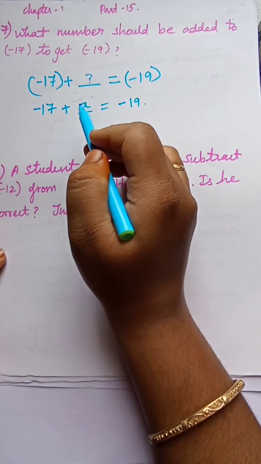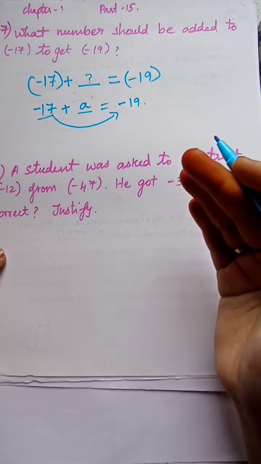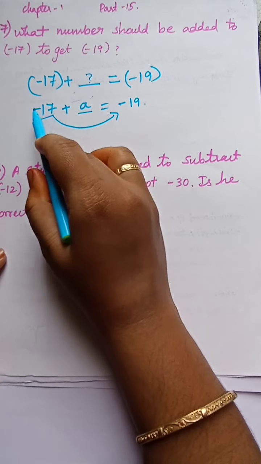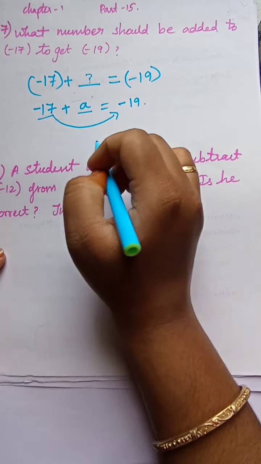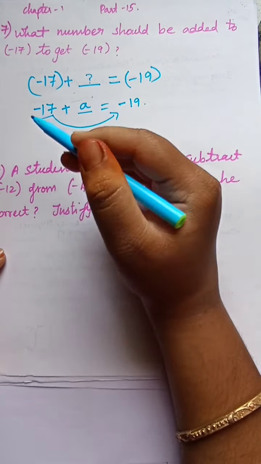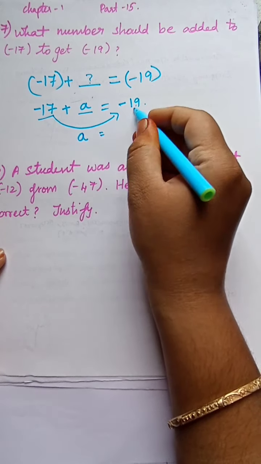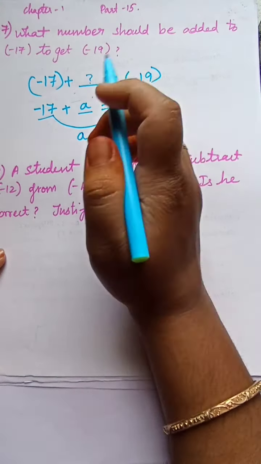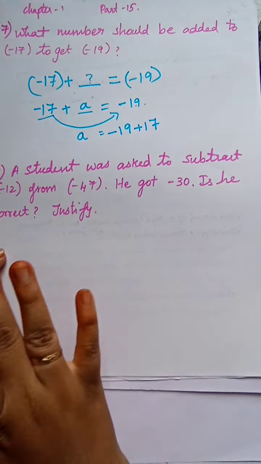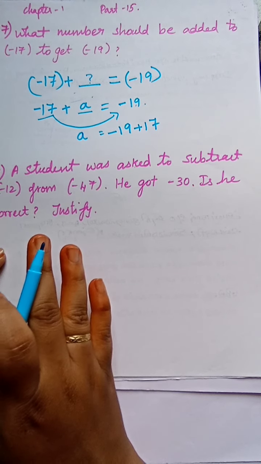For that we will bring this minus 17 to the right hand side. If you bring this to the right hand side, what will happen? It is in subtraction form, so while we move across the equals symbol, the subtraction symbol will be turned into an addition symbol. So keep a as it is, write that minus 19 also as it is, and that minus 17 should be converted as plus 17. Clear? Plus 17.